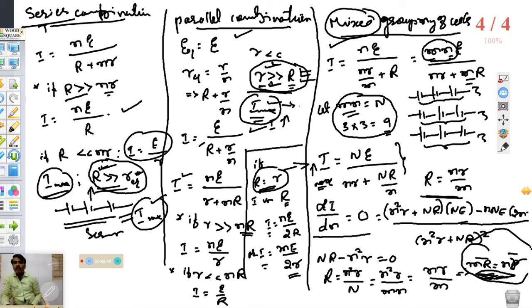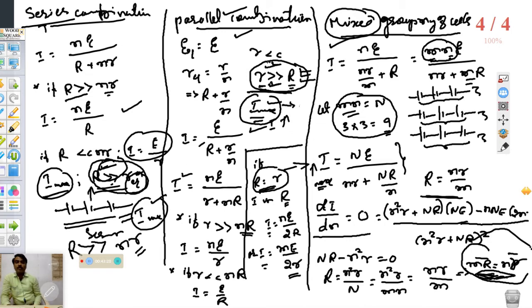I repeat, in the series combination of the cells the current is maximum if the external resistance is more than the equivalent internal resistance. In other words, if any number of cells are connected to an external circuit, and the external resistance is more than the equivalent internal resistance, then it is preferred to connect all the cells in series combination.